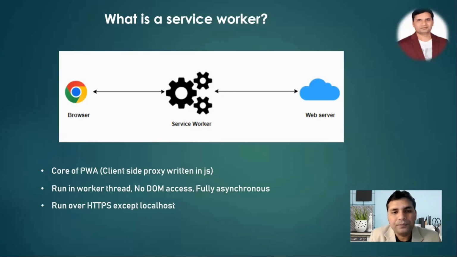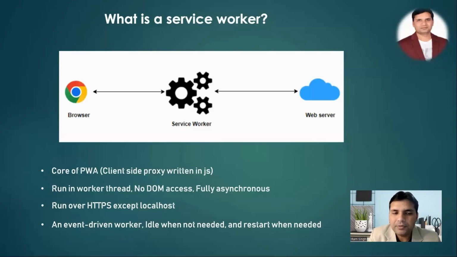The third point is that the service worker works in HTTPS mode, and due to security concerns, it always uses HTTPS. Except for your localhost, where you can run and test on your local system. Okay, but otherwise, whenever you are deploying, your server should always support HTTPS. The service worker behaves in an event-driven approach. So whenever you are not using it, it will be idle, and when you need it or any event comes, it will restart.